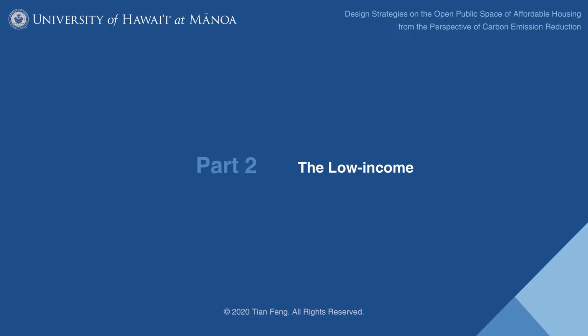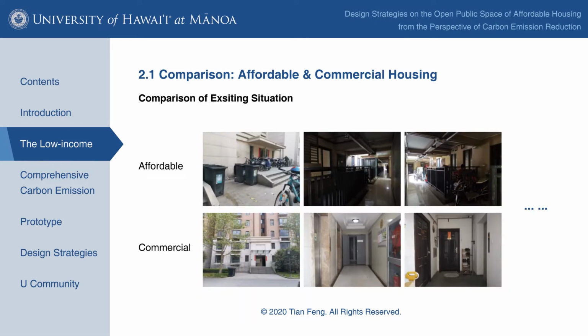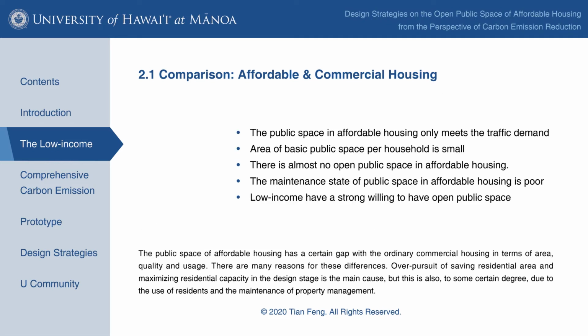The second part is about the affordable housing and the low income. To better understand the living situations of the low income, I have done some comparisons between affordable housing and commercial housing, including the area of public space, actual status of the existing building space, and the distribution and usage of open public space among different income levels. The comparisons show that the public space in affordable housing is limited and the status is bad. Most affordable housing has no open public space, but nearly all the residents are willing to have it.